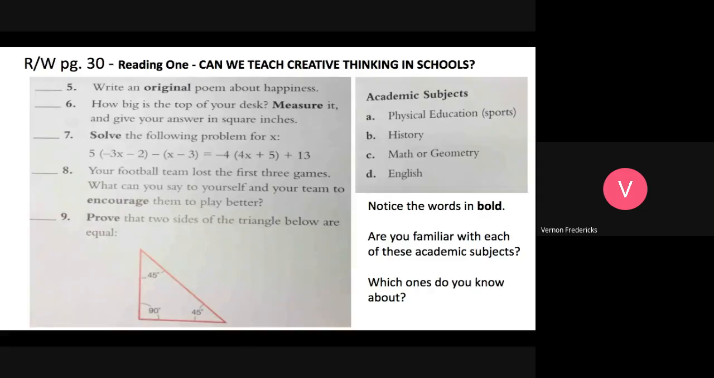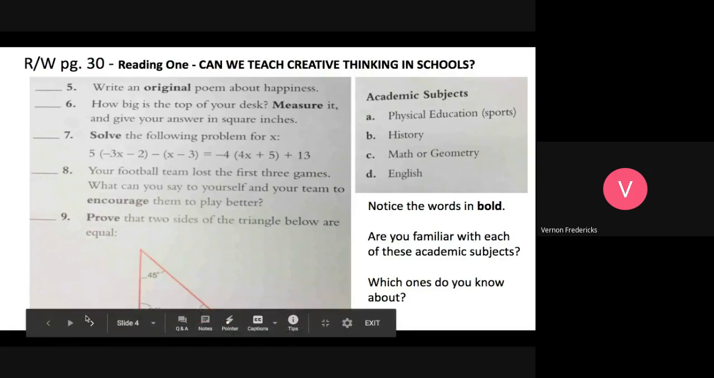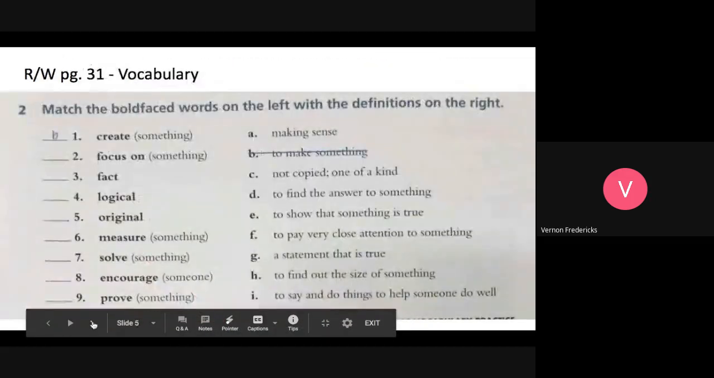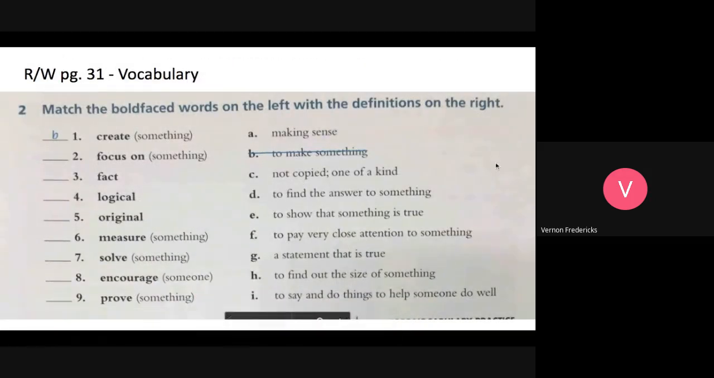Okay, so the bold-faced words, yeah? So students, I think you are familiar with these subjects that you did at school, okay? I think you should know all of them, yeah? Slide. Okay, quickly, okay. In your notebook, I want you to match the bold-faced words on the left with the definitions on the right. So number one, we have create, which is finish, yeah?